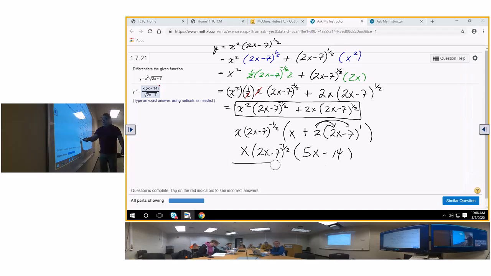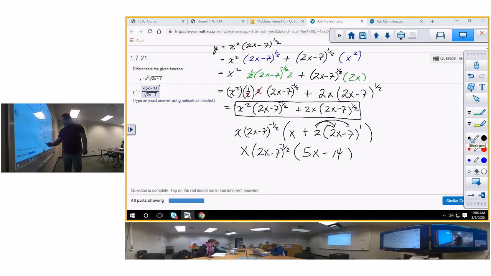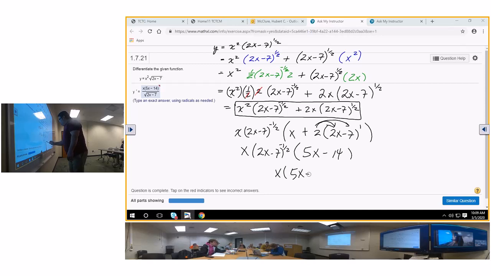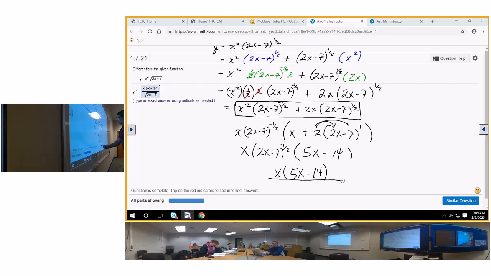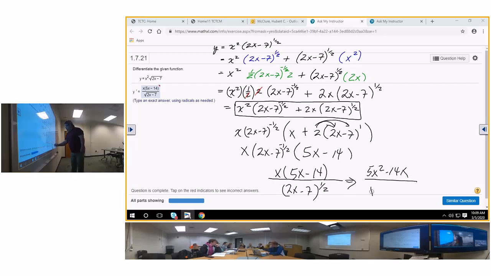Now that negative 1/2 can come downstairs, and now you've got x times 5x minus 14 over, and you could distribute that x if you wanted to, over 2x minus 7 to the positive 1/2, which is equal to, and if you wanted to go further, 5x squared minus 14x over the square root of 2x minus 7, and you could go further and rationalize the denominator if you wanted to.